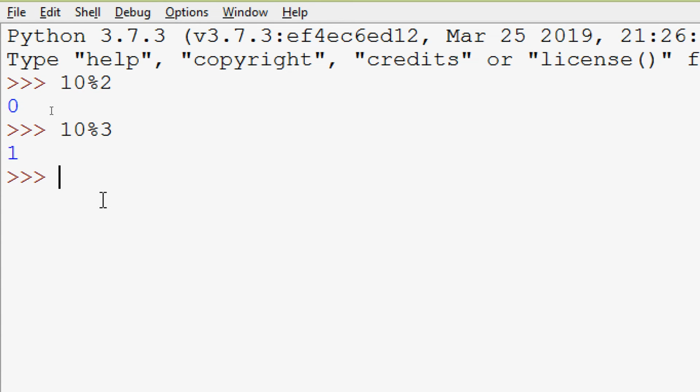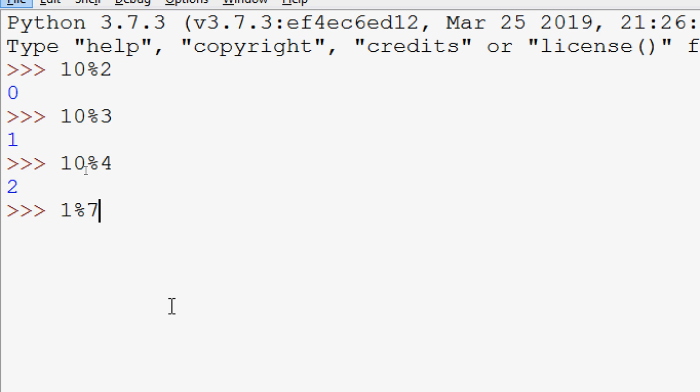We will see some more examples. We will give 10 modulus 4. Here the remainder is 2. Now we will try 1 modulus 7. Here we can see the numerator is less than the denominator. In this case it will return the numerator. It will return 1 here. Okay, we will try 2 modulus 7, it will return 2. 3 modulus 7, it will return 3. 4 modulus 7, it will return 4.